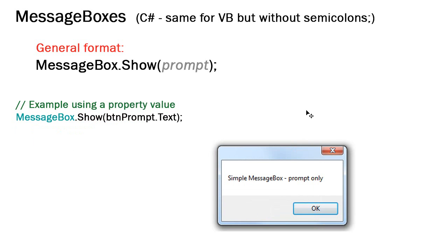It can also be a property value or some other string value or some value that is set to a string. So in this case, my message box is showing the text property of the button itself, btnPrompt. That is a string value. And the caption of our button was "simple message box prompt only."